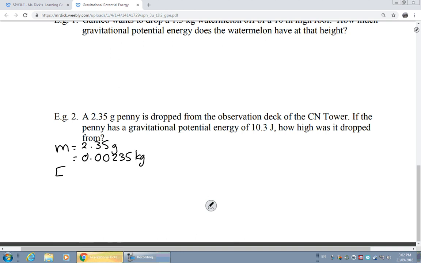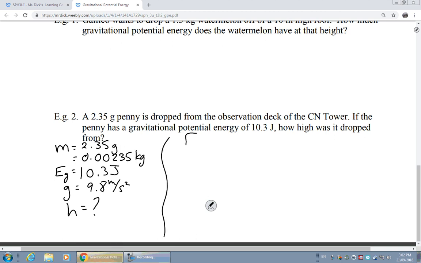We now know, in this case, Eg, and it's 10.3 joules. We can always mention that g itself is 9.8 meters per second squared, because you probably have an indication that that's going to come up and be useful. But in this case, it's actually h that we're looking for. What is the actual height that the penny was being dropped from? Always good to write down our starting formula. We know that Eg equals mgh.